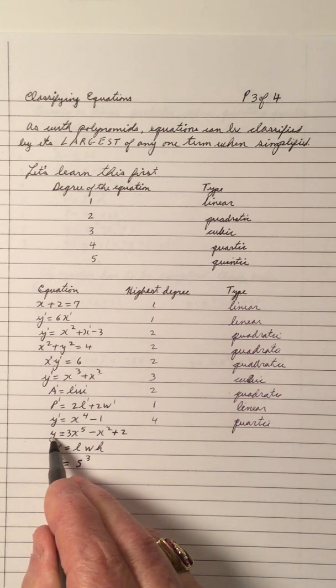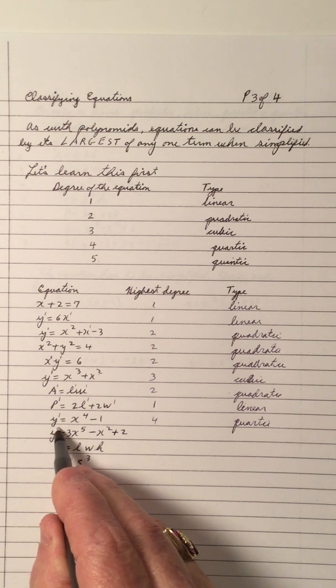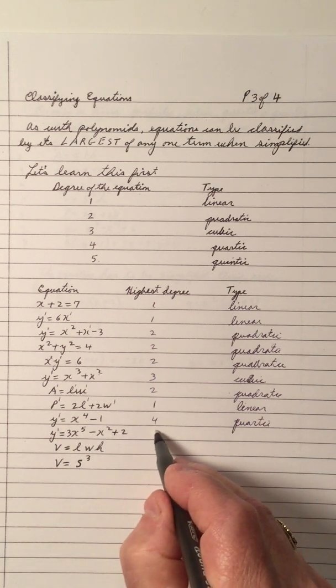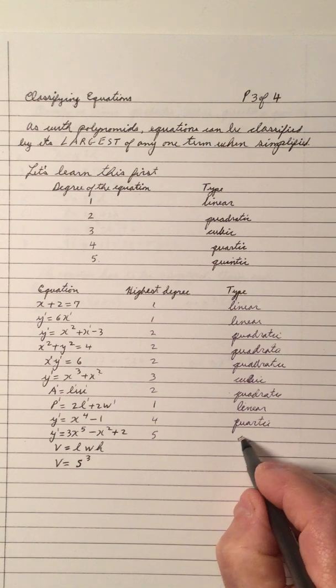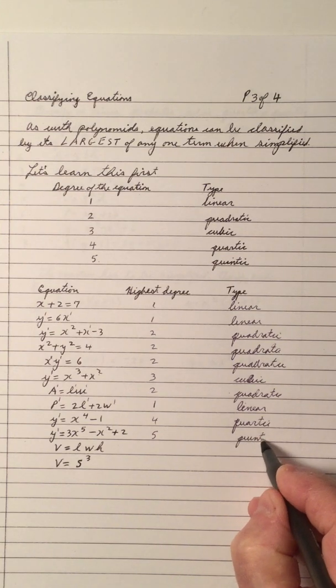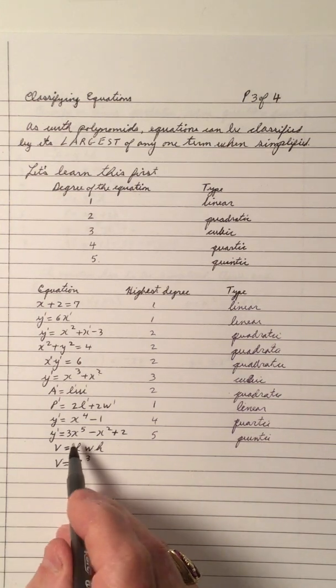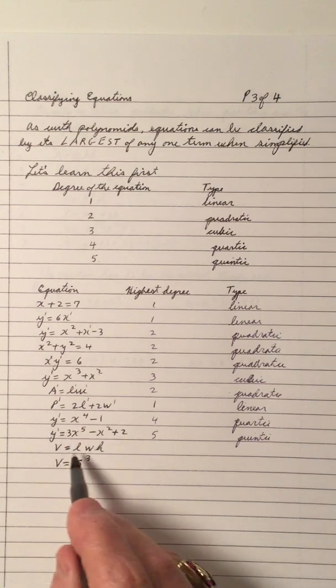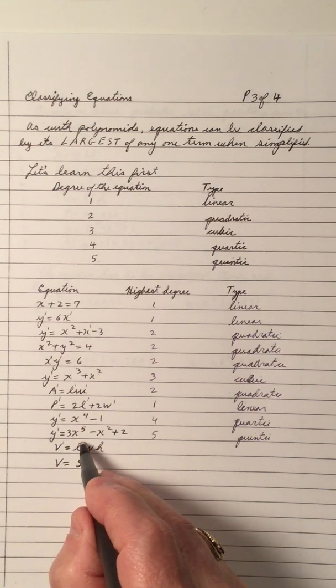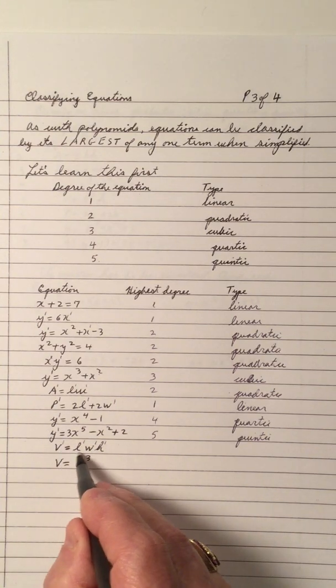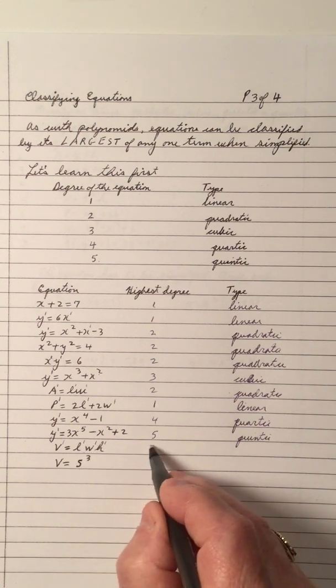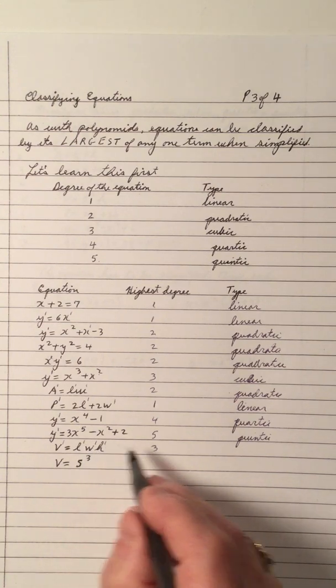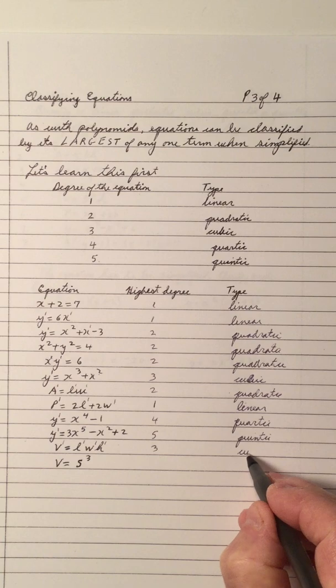And here it's a 1, 5, and a 2. 5 is the highest degree, so that's a quintic, Q-U-I-N-T-I-C. And it's two different variables. And right here we got a 1, that's a 1, a 1, and a 1. So that's a term, so that's degree 3, because 1 plus 1 plus 1. So this is a cubic.